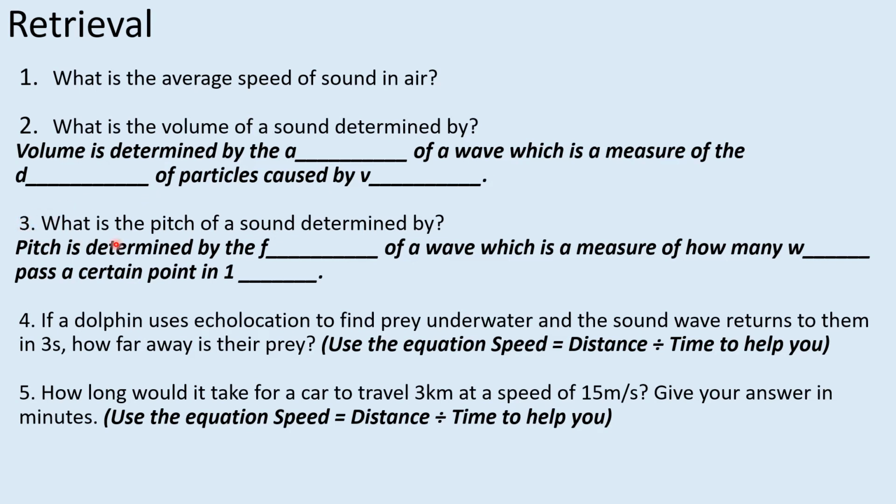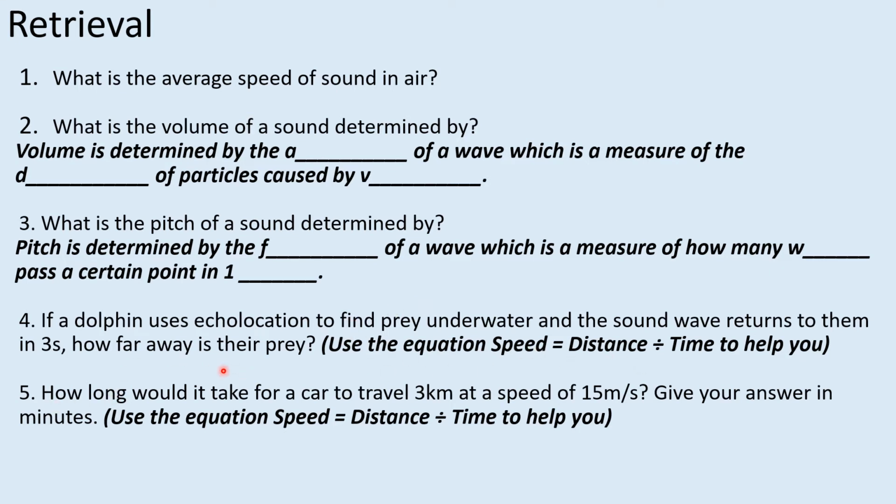What is the pitch of sound determined by? And then you've got pitch is determined by the something of a wave, which is a measure of how many something pass a certain point in one something. And if a dolphin uses echolocation to find its prey underwater and the sound wave returns to them in 3 seconds, how far away is their prey? So use this equation to work that out. So your speed equals distance divided by time.